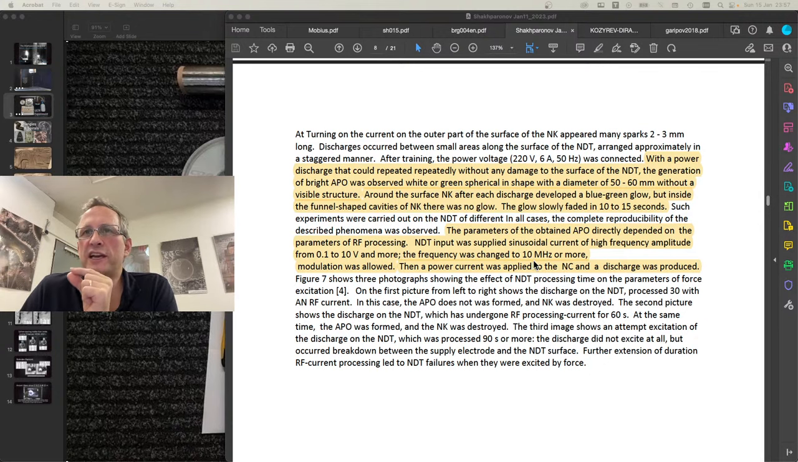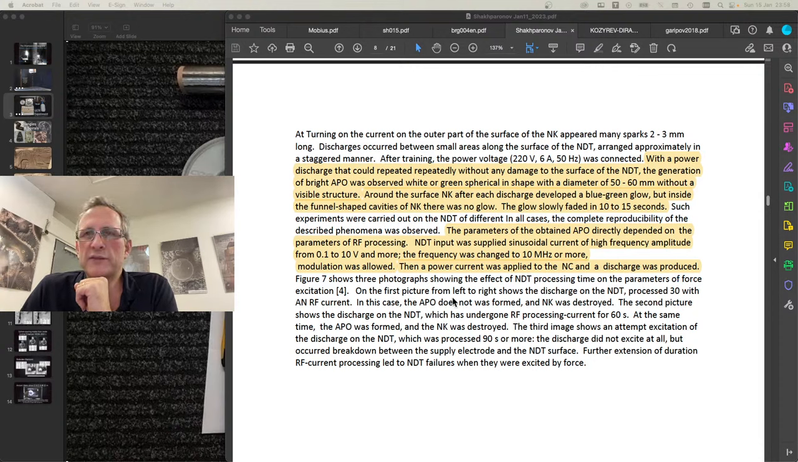So the frequency was changed to 10 megahertz or more. Modulation was allowed. So I think this modulation of the frequency or the voltage, I don't know, whatever, I think modulation of the frequency will allow a better chance of hitting phase conjugation, at least during some parts of the cycle. Then the power current was applied and a discharge was produced. Figure 7 shows three photographs showing the effect of the Mobius strip processing time on the parameters of force excitation.